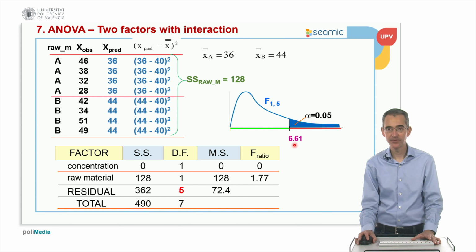In this case, for alpha 5%, the critical value is 6.6. And we can see that this F ratio is a frequent value of this distribution. So we don't have enough evidence to reject the hypothesis, which would mean that it doesn't matter to choose raw material A or B, or to choose concentration one or the other.